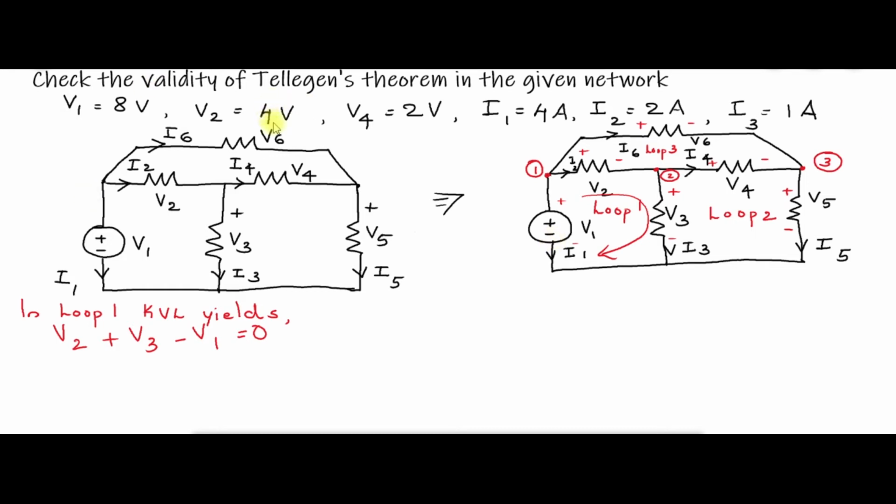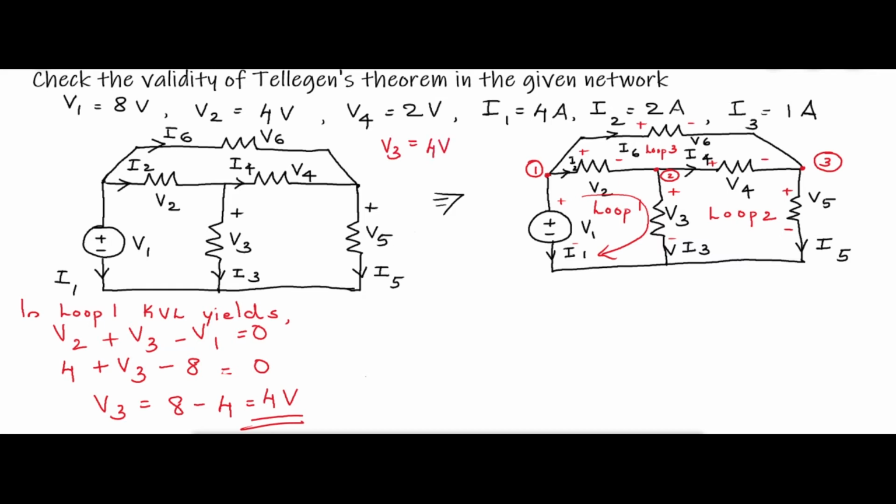In the question itself, V2 is equal to 4 volt, and V1 is equal to 8 volt. V3 you have to find out. So you can substitute V2 as 4, V3 is not given, V1 is given as 8 volt, equal to 0. From this you will get V3 by bringing this 8 to this side, 8 minus 4, which is equal to 4. So you got V3 as 4 volt. You can write here V3 is equal to 4 volt.